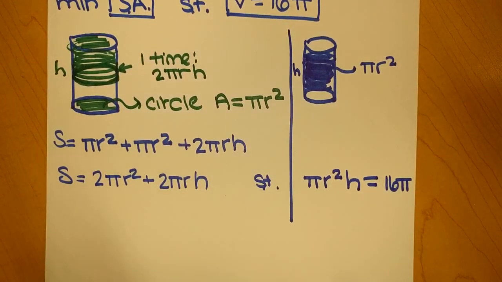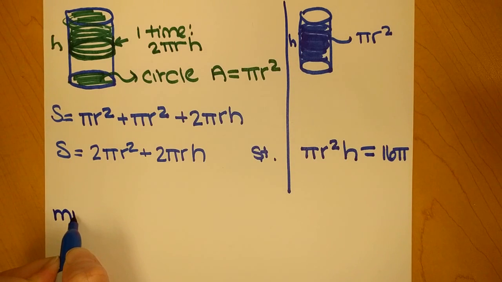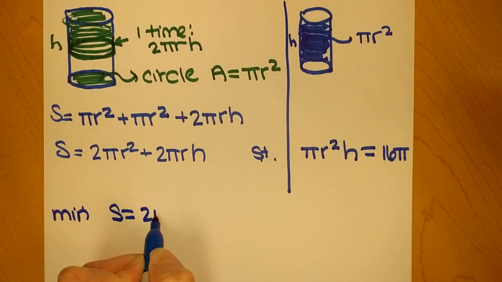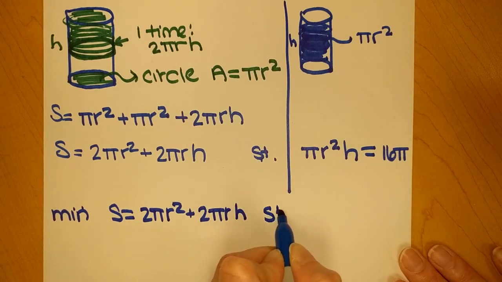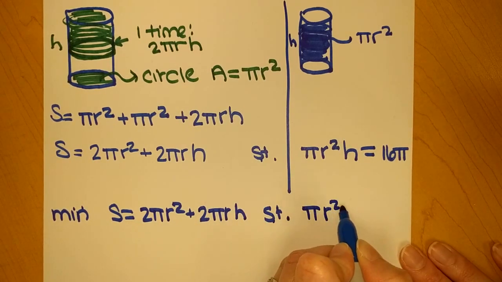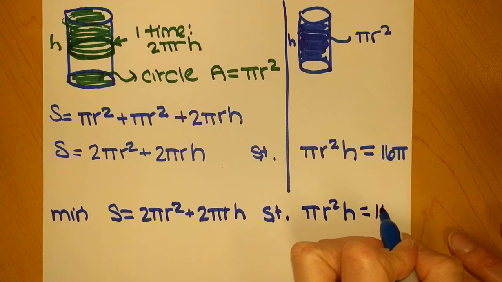Okay, so let's write out what exactly we're looking at here. We're trying to minimize this surface area function, 2 pi r squared plus 2 pi r h, subject to the volume pi r squared h being equal to 16 pi.